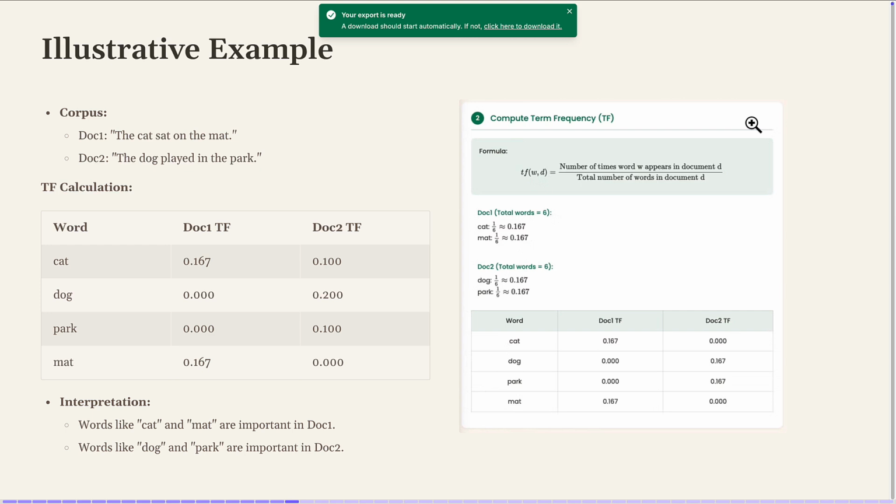So 0.167, and mat same thing. And I think I changed this one, but it gave me the old example. Anyway, let's just apply to this example. The word cat in document 1 will have an importance of 0.167, which is the number of occurrences divided by the total number of words. Here I have 1, 2, 3, 4, 5, 6, yes. And the second one, we have also 6, so the number of words. Right? And this gives the following term frequency in each document.